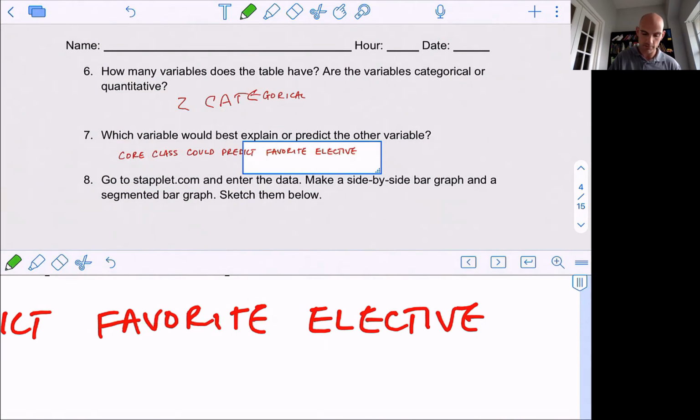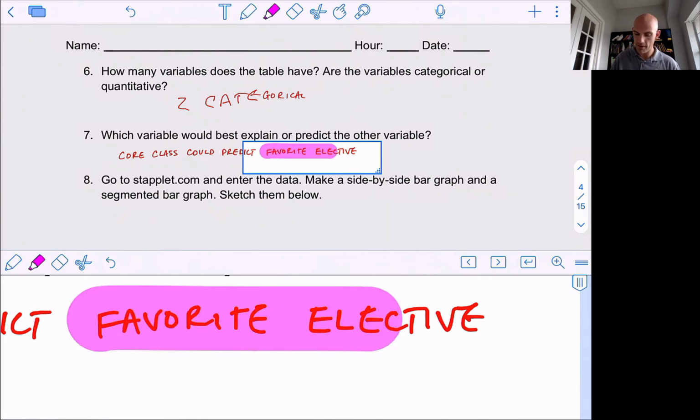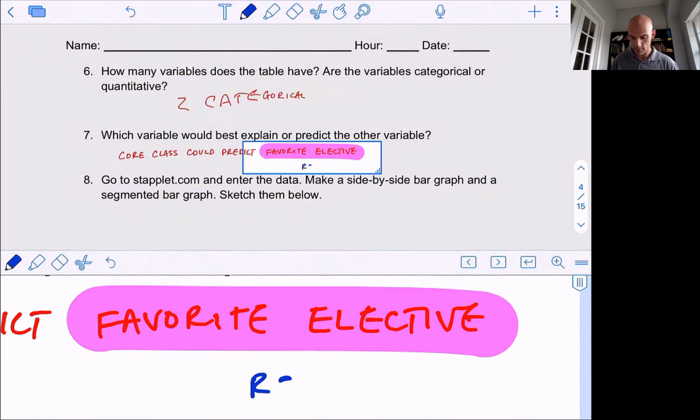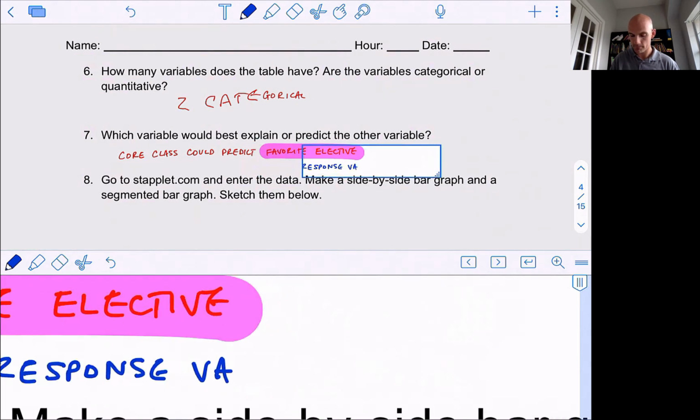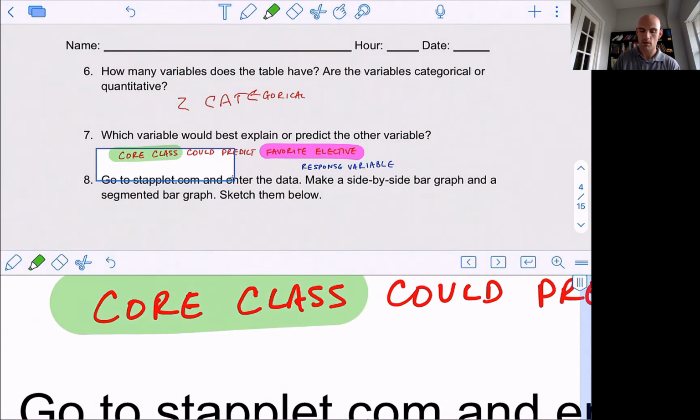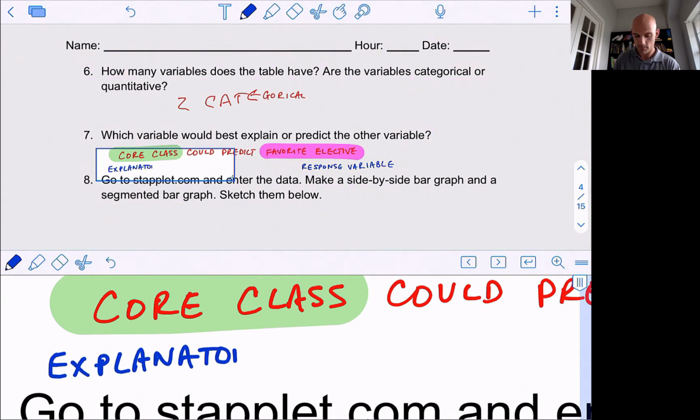Your favorite elective, oops, meant to highlight. Your favorite elective is going to be called, in this case, a response variable. Okay, so that's our response variable. And our core class is going to be called our explanatory variable. Okay.